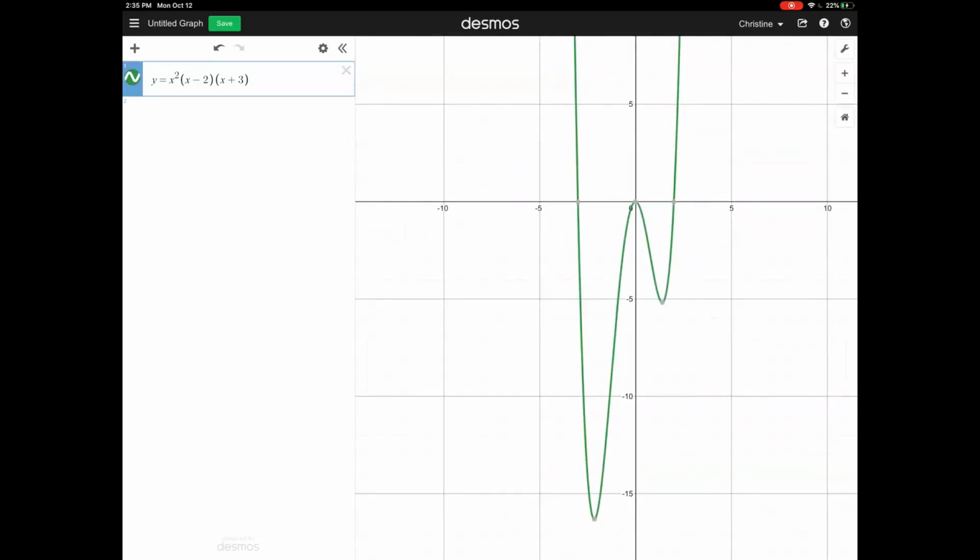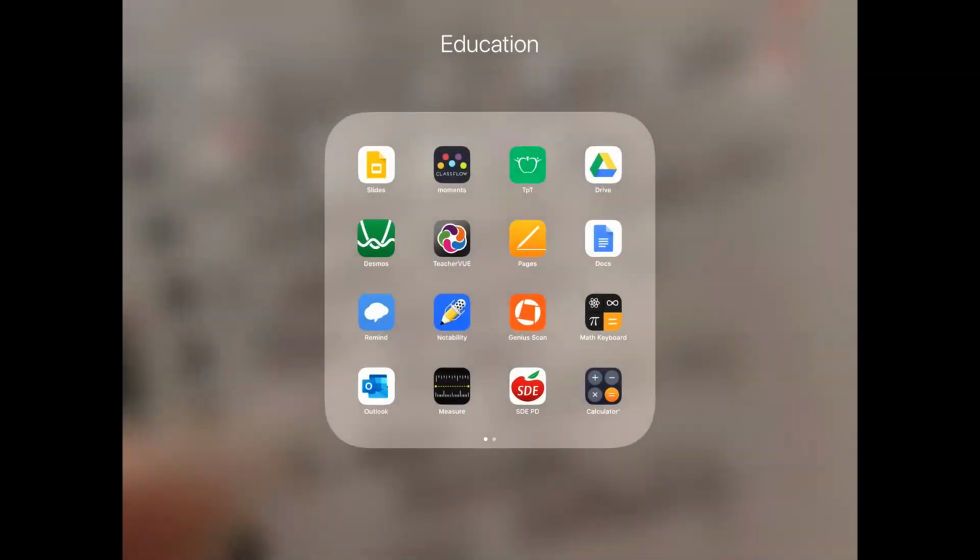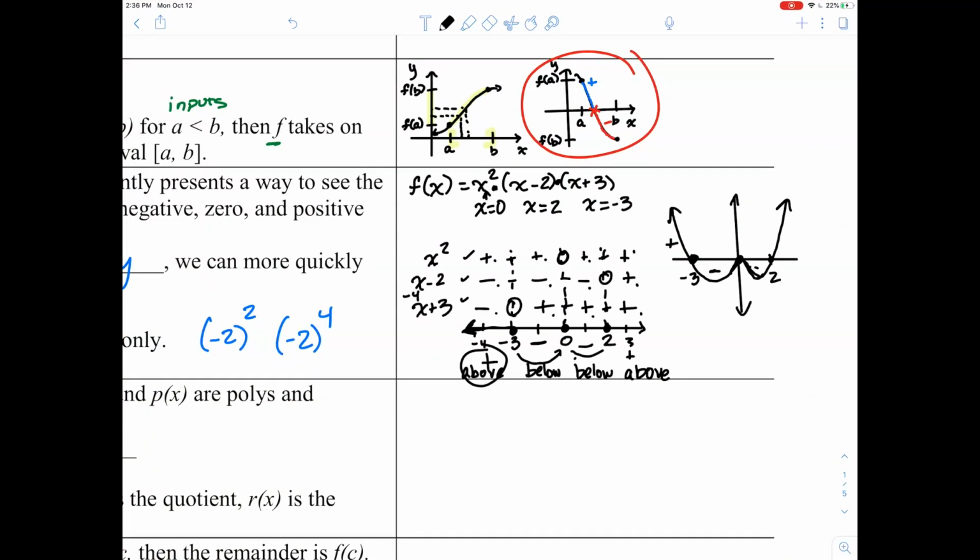It's a little dramatic, like these points down here, but notice we didn't put a scale on our y-axis, so we're good. Maybe it looks a little better if I do that, because there's a bigger gap between negative 3 and 0 than there is between 0 and 2, and that's something to put into your thoughts when you're doing it. But that's how you use the sign diagram.